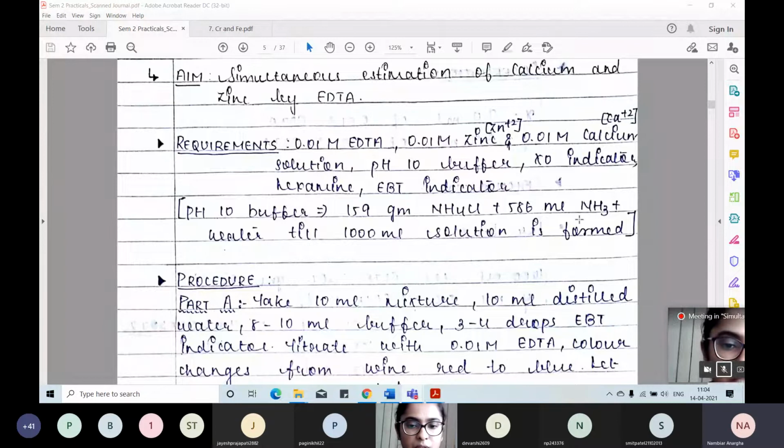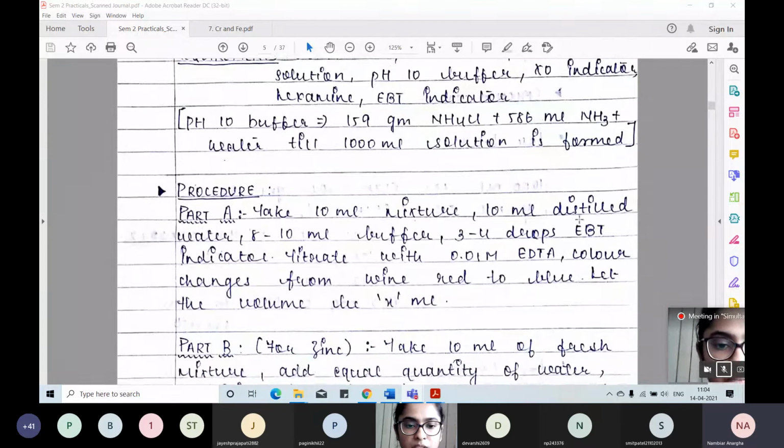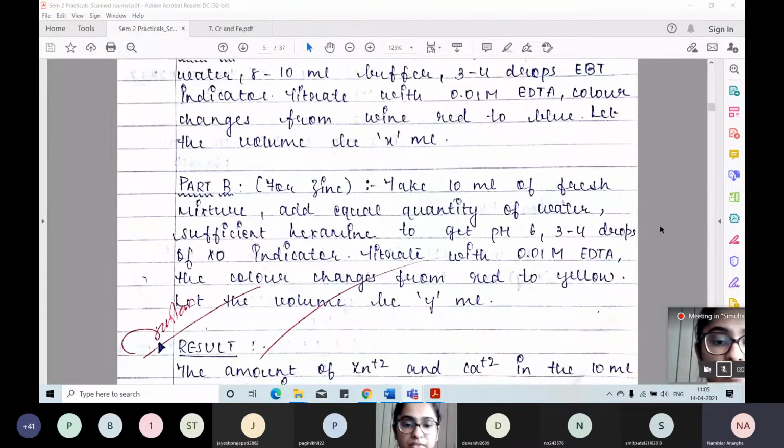Now you can see the procedure also. Anurag, could you just move a little down? You can see the procedure part A, which is for both the metals. This is the exact thing that you have to perform in the lab as it is given. Taking 10 ml each, just following the entire thing. Once you complete the first part, whatever burette reading you get, you mark it as X ml, and you continue with the titration of part B, which, like I said, is exclusively for zinc.